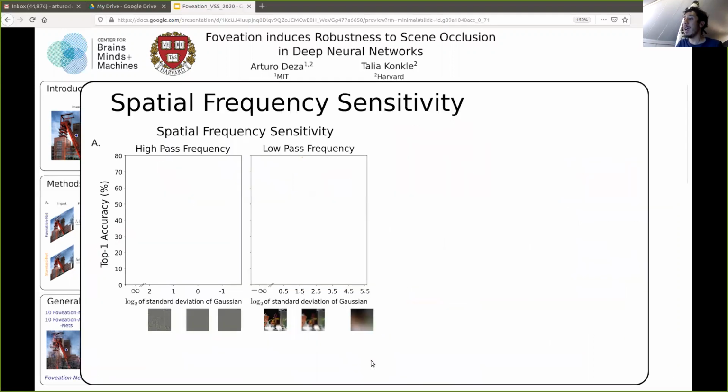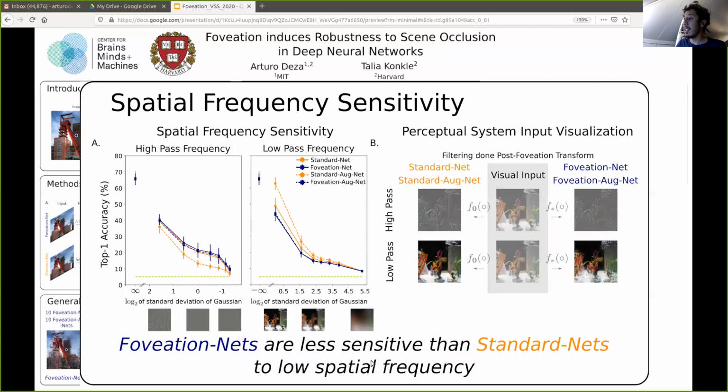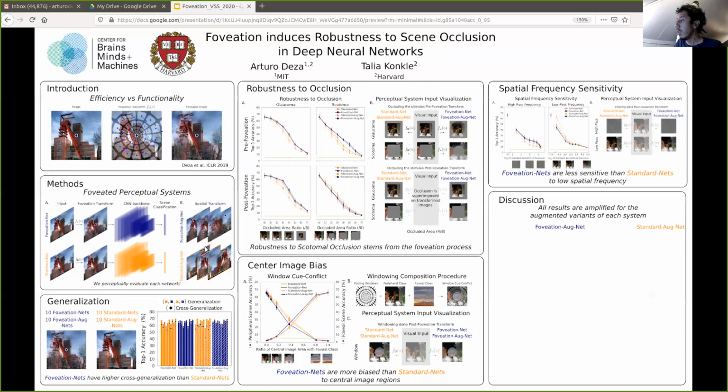The final experiment we ran had to do with spatial frequency sensitivity, because it's natural to imagine that maybe foveated perceptual systems are more robust to low pass frequency information. Surprisingly, we find the opposite, that foveation nets are less sensitive than standard nets to low spatial frequency information. And this effect is flipped nominally for high pass spatial frequency stimuli. Overall, we find that our results are amplified for the augmented invariance of each one of these systems.